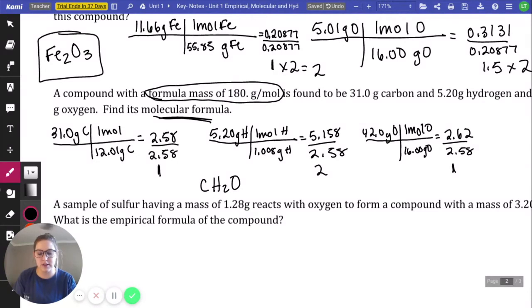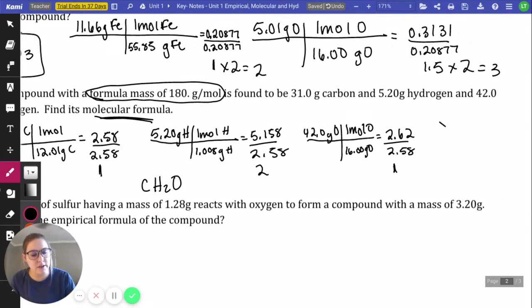All right, now I'm looking for my molecular formula. So I need to find that factor. To find that factor, I need to divide my molar mass of my molecular formula, which is 180 grams, divided by the molar mass of my empirical formula. So to find my empirical formula's molar mass, I'm going to add the masses of carbon, hydrogen, and oxygen.